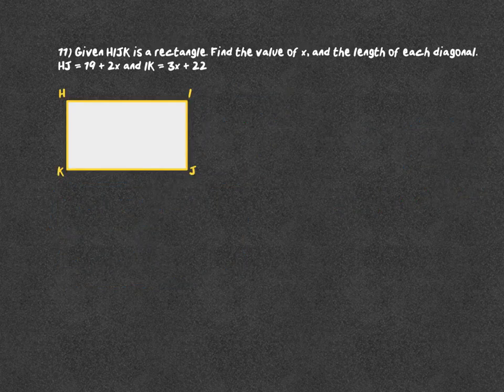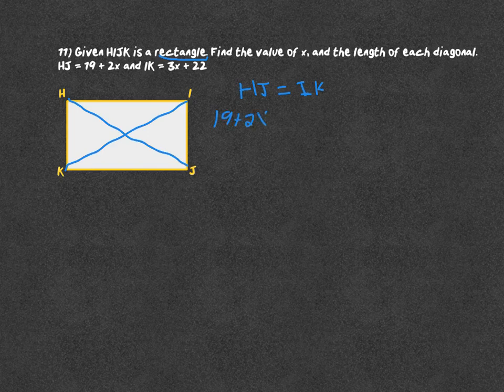For this next example, we are given that HIJK is a rectangle, and we want to find the value of x and the length of the diagonal. So HJ is this diagonal here, and IK is this diagonal here, and in a rectangle, diagonals are congruent, so we set HJ equal to IK. HJ is 19 plus 2x. IK is 3x plus 22. And then we just solve.